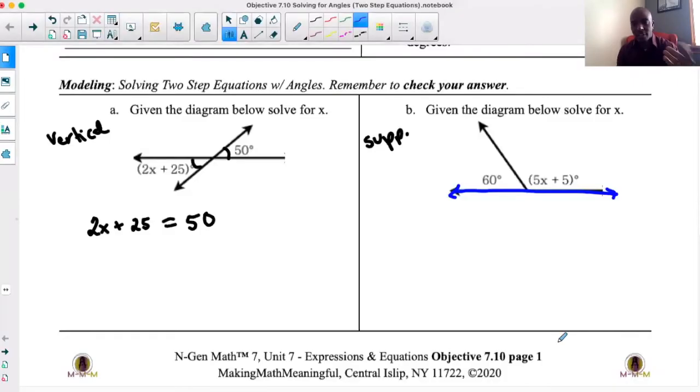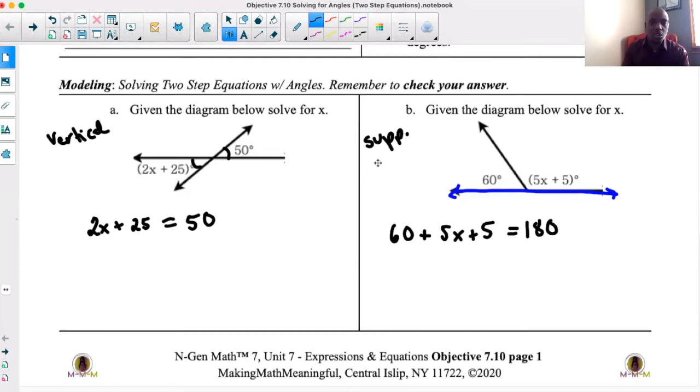So if you see that straight line being formed, that tells you that these two angles add up to equal a supplementary pair, which is 180 degrees. So what I should do here then is say, okay, well, 60 plus 5x plus 5 equals 180.